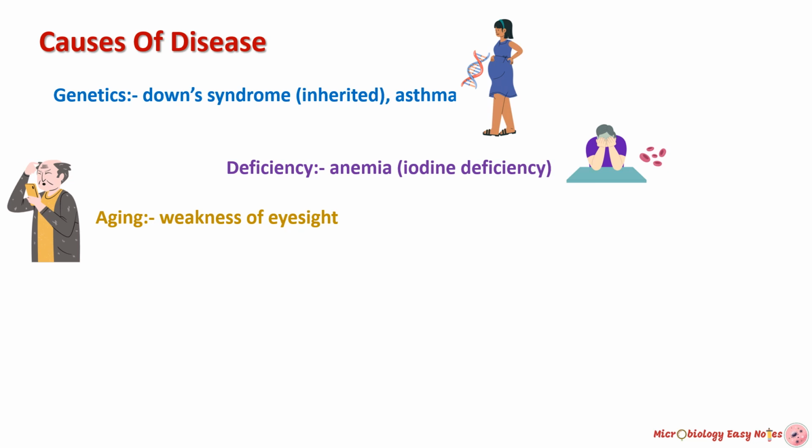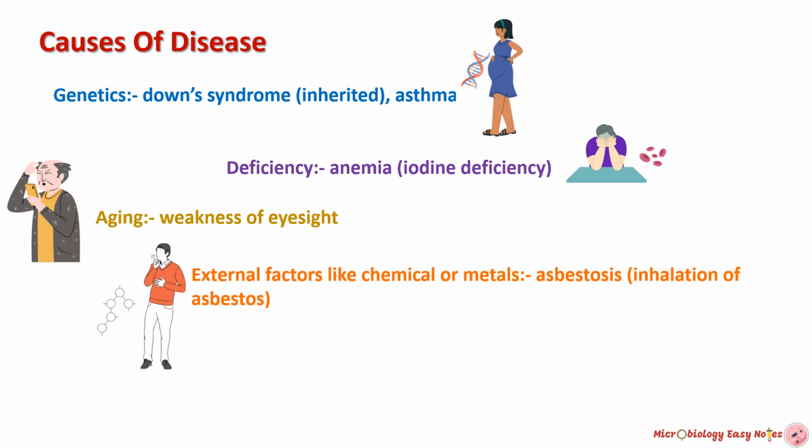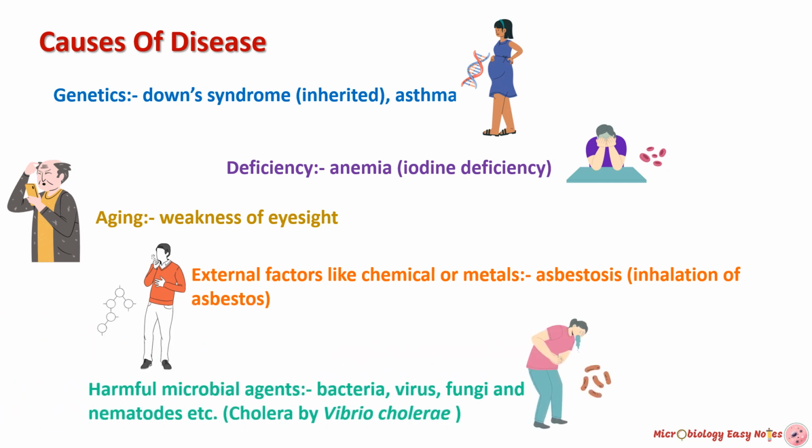Disease also happens due to external environmental factors. For example, prolonged exposure to asbestos fiber can cause asbestosis, which is a lung disease. And disease can also occur because of harmful microbial agents including bacteria, virus, fungi and nematodes, etc. Example, Vibrio cholerae is a bacteria which is responsible for cholera disease.